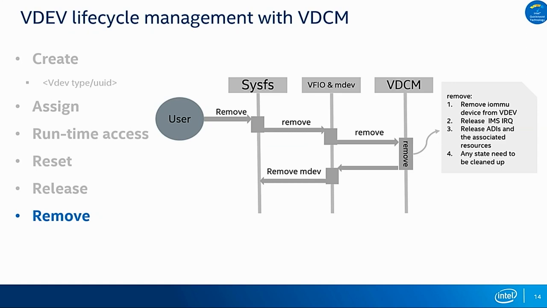For the remove, if the device is no longer used, we need to remove this device from the sysfs file system entry. To respond to this operation, the VDCM should remove the IOMMU device from the virtual device, and also needs to release the interrupt resource from the IMS domain, and also release this ADI and the associated resources. And also, we need to clean up any state associated with this virtual device.